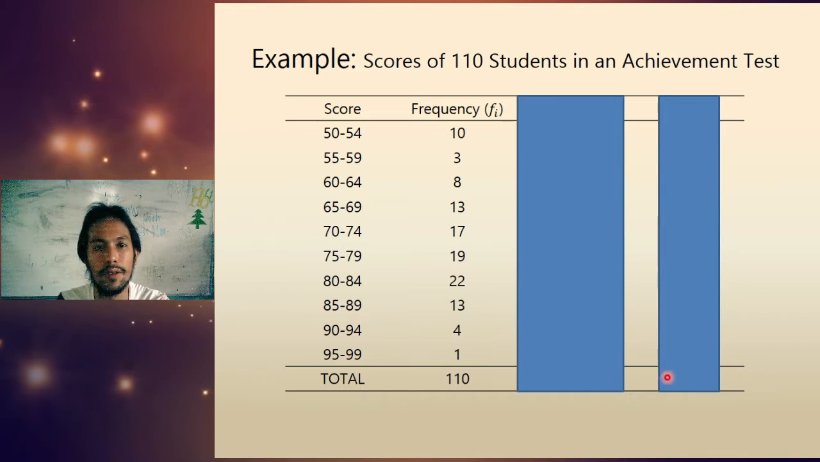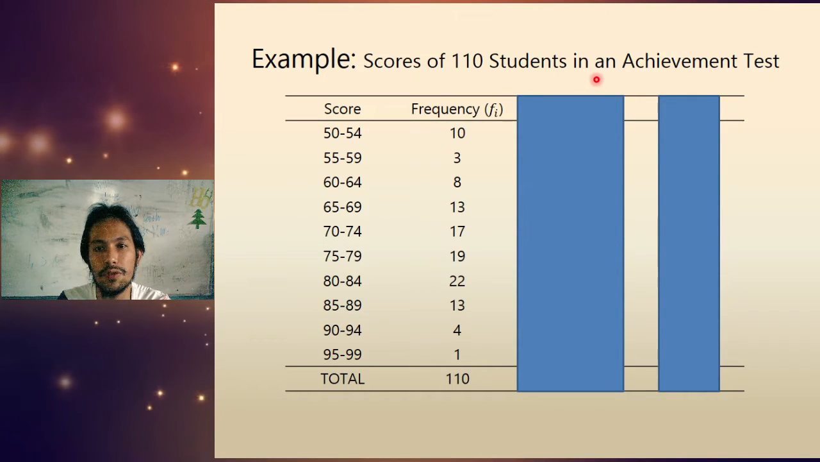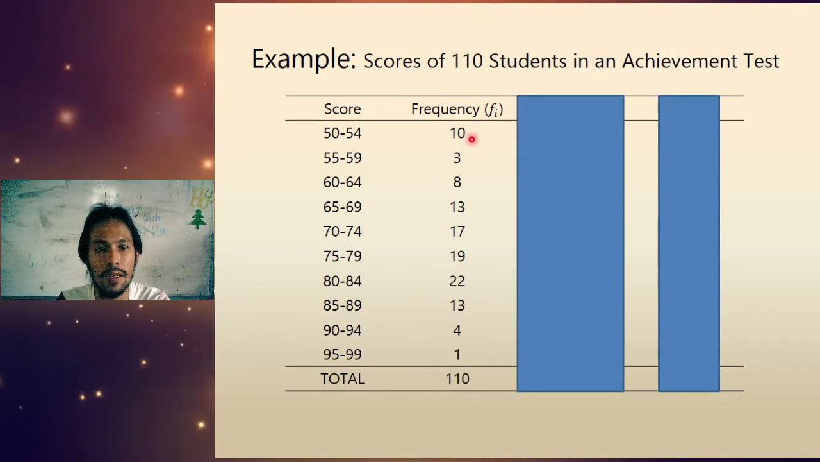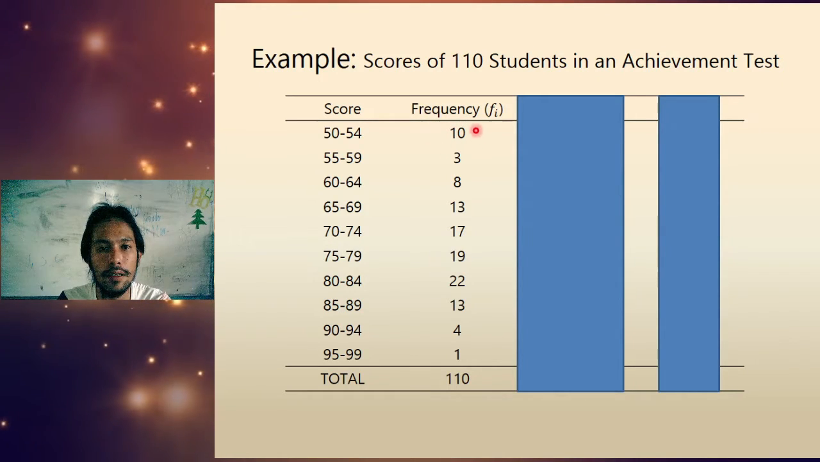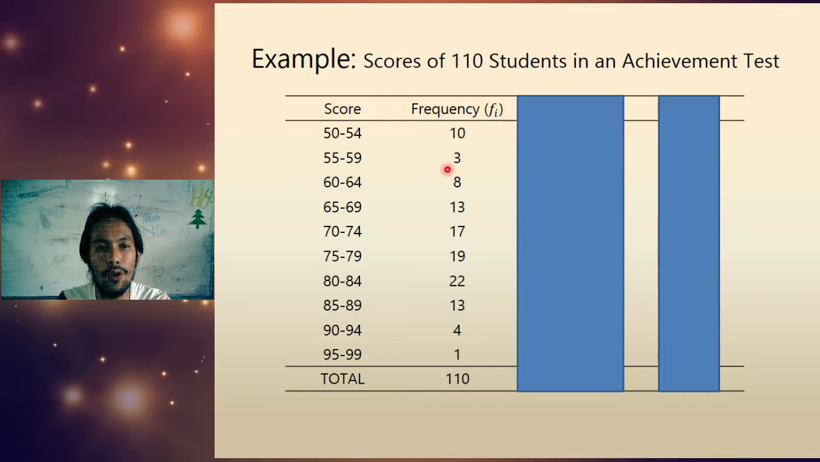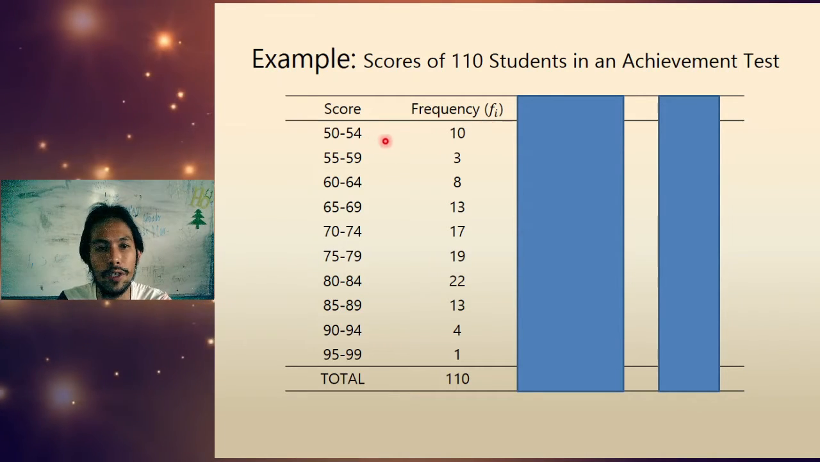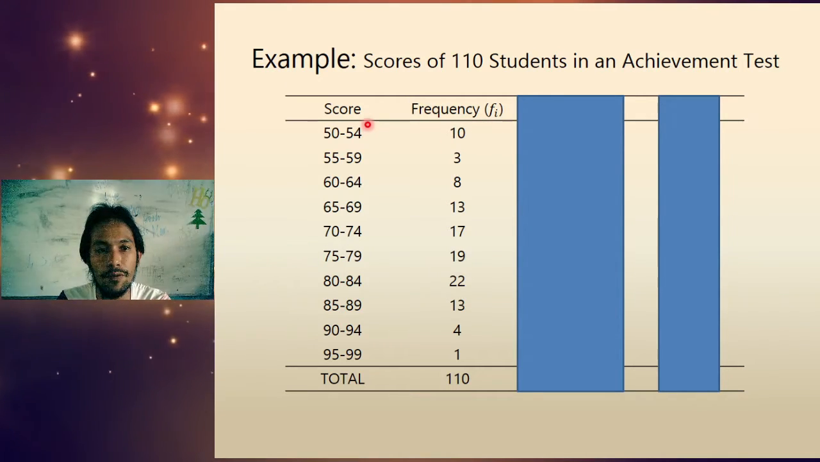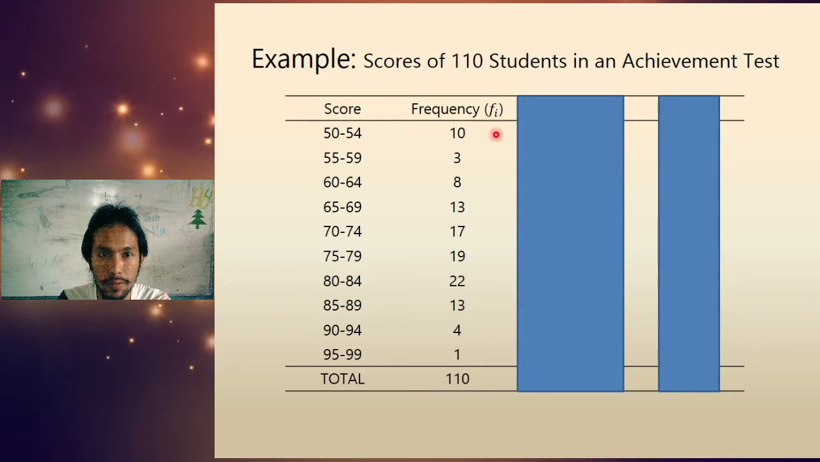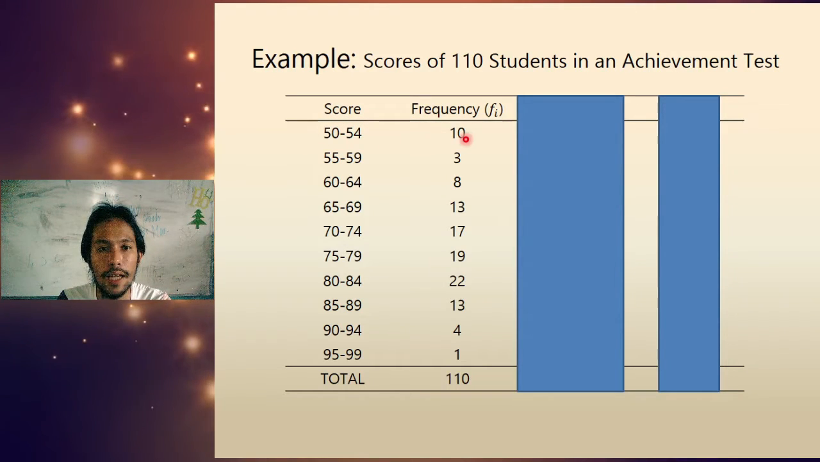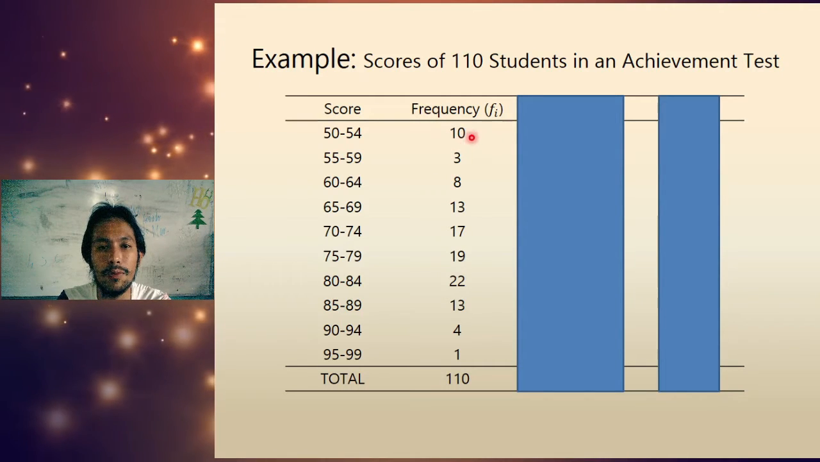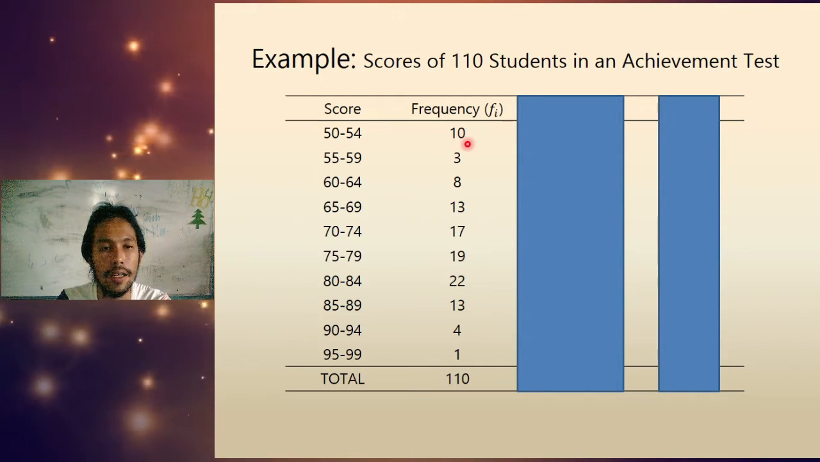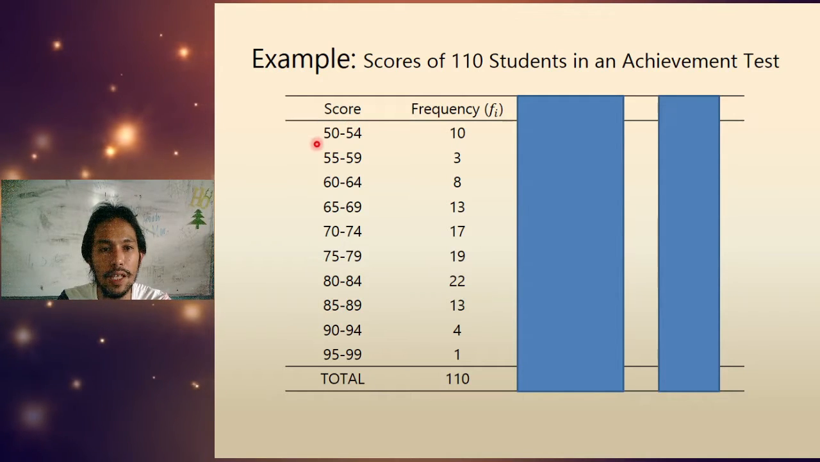So, an example: scores of 102 students in an achievement test. The frequency means how many times a value repeats. For example, the scores are approximated, so the score is 50 to 54. The frequency here is 10, which means 10 students have scores within 50 to 54.